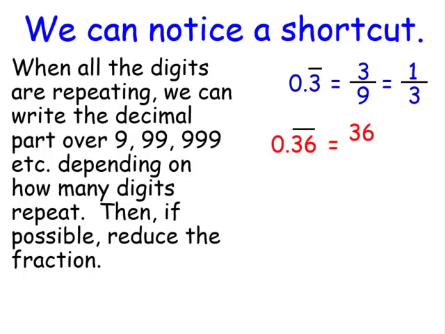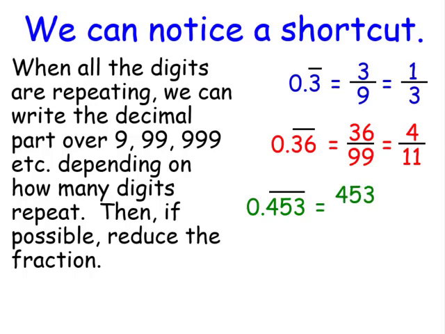0.36 bar is equal to 36 over 99, since it's repeating after two digits. 0.453 bar is equal to 453. Since we're repeating after 3 decimal places, we'll write it over 999, which is equal to 151 over 333.